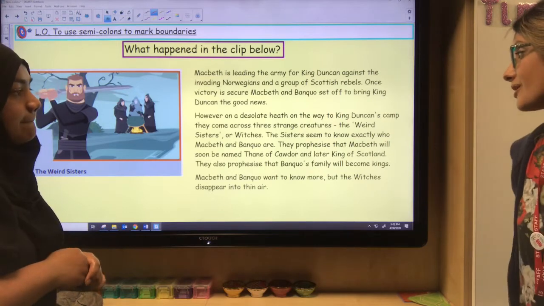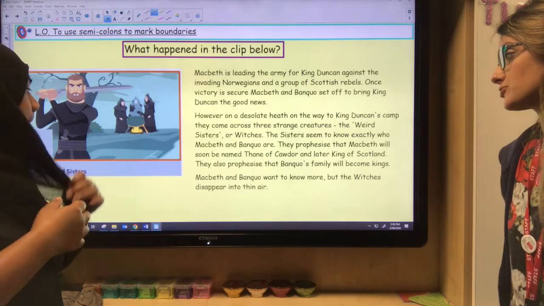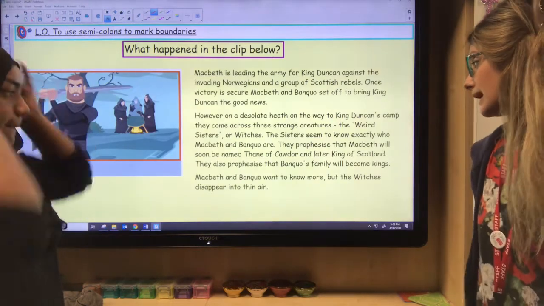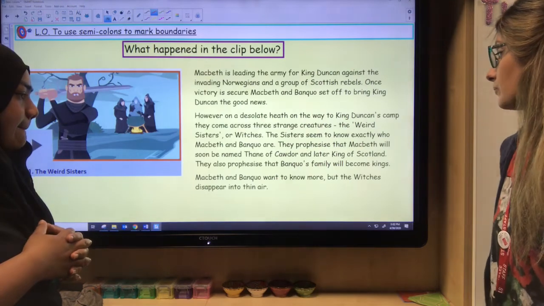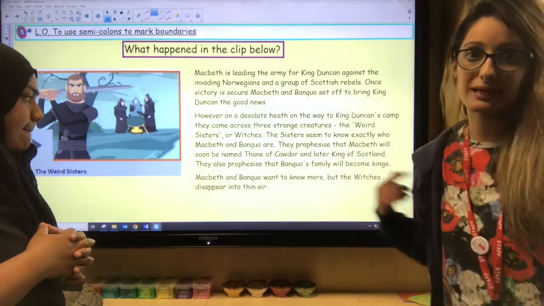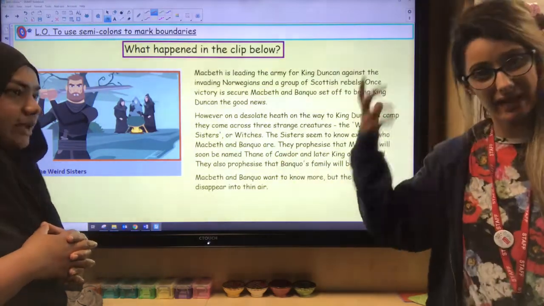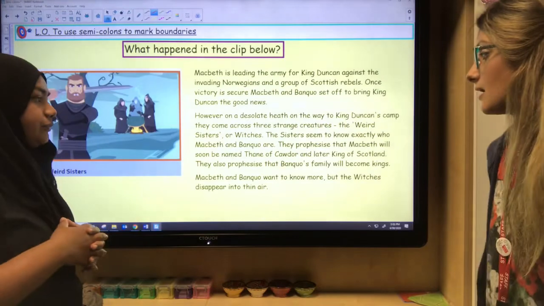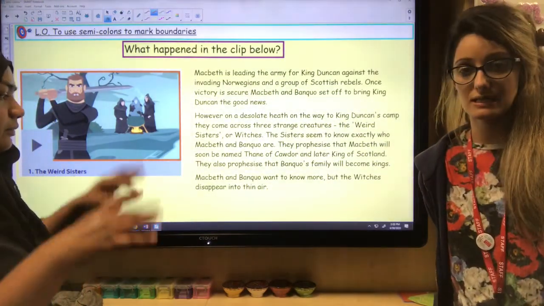The sisters seem to know exactly who Macbeth and Banquo are. They prophesy that Macbeth will soon be named Thane of Cawdor and later King of Scotland. They also prophesy that Banquo's family will become king. So a Thane means like a landowner, so they're going to own the land of Cawdor. And prophesize means like they make a prediction, they have a guess. Macbeth and Banquo want to know more, but the witches disappear into thin air.